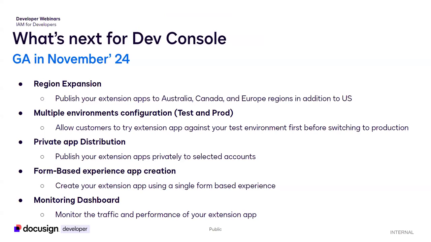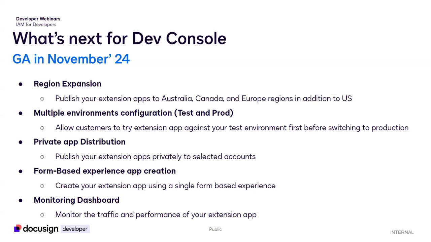The second one is the multiple environments configuration. So today, like Bharat was showing, you can configure your production connections and actions. And with this feature, you will also be able to configure your non-production connection and action and test them out. And this will also give your customers an opportunity to try out your extension apps against your non-prod environment before switching to the prod environment.